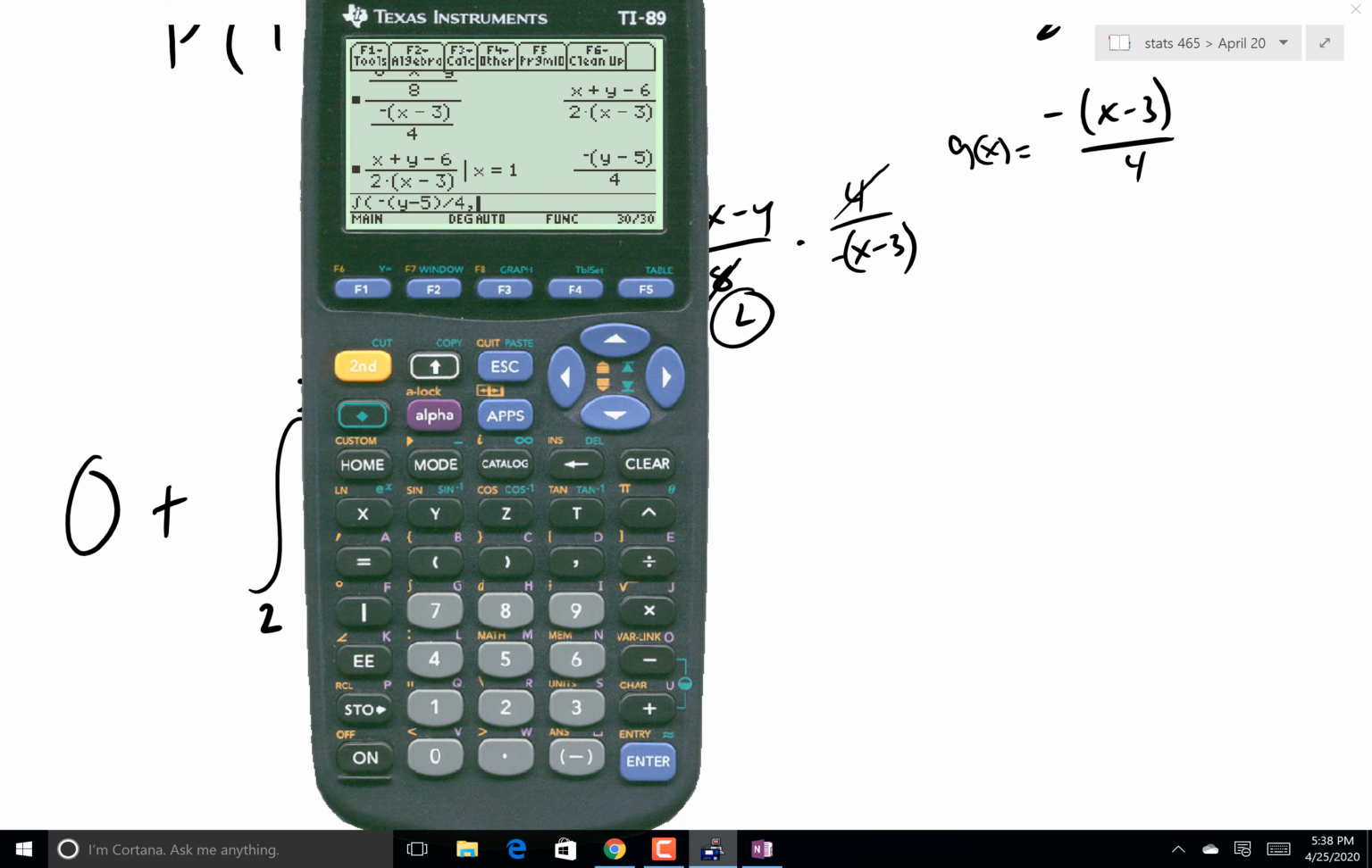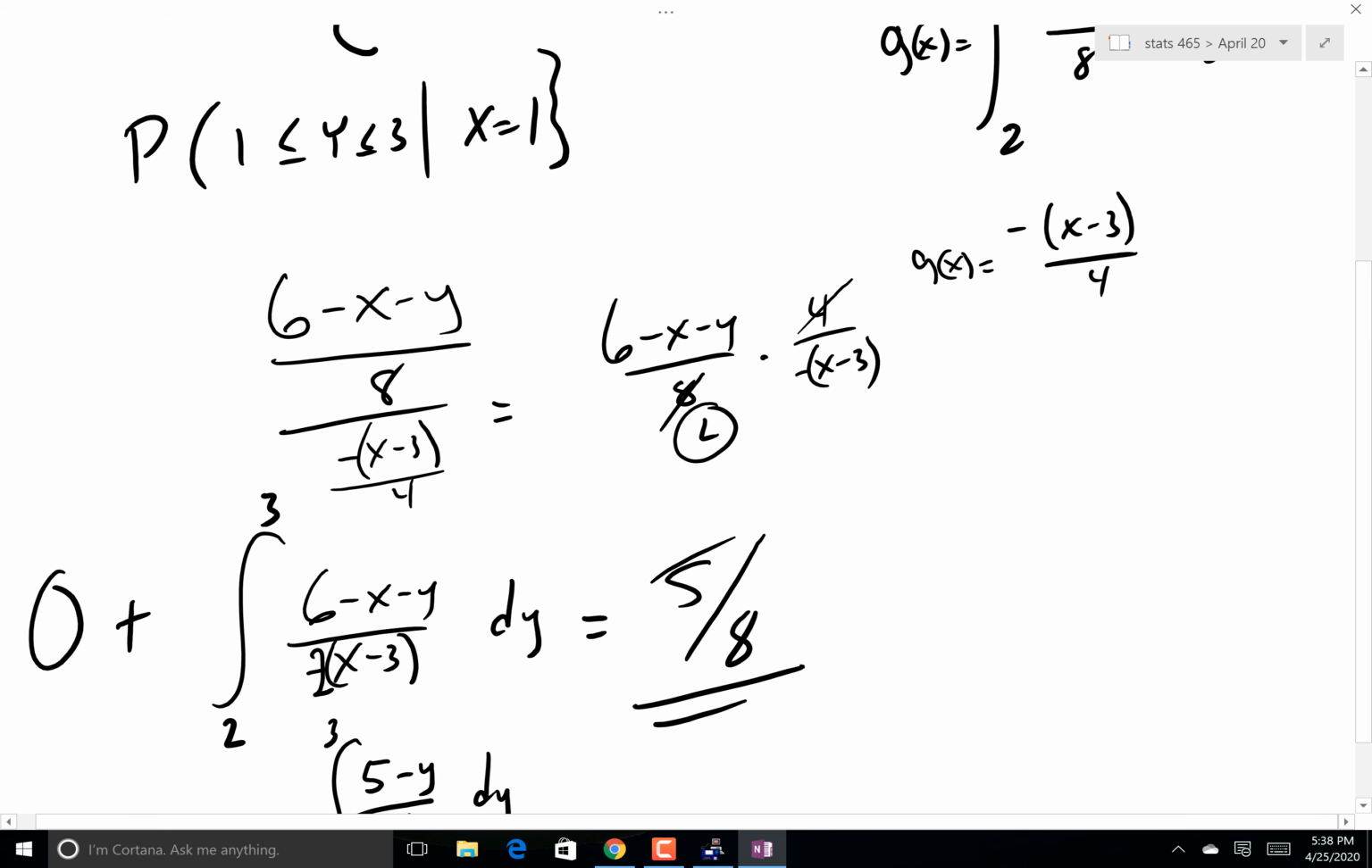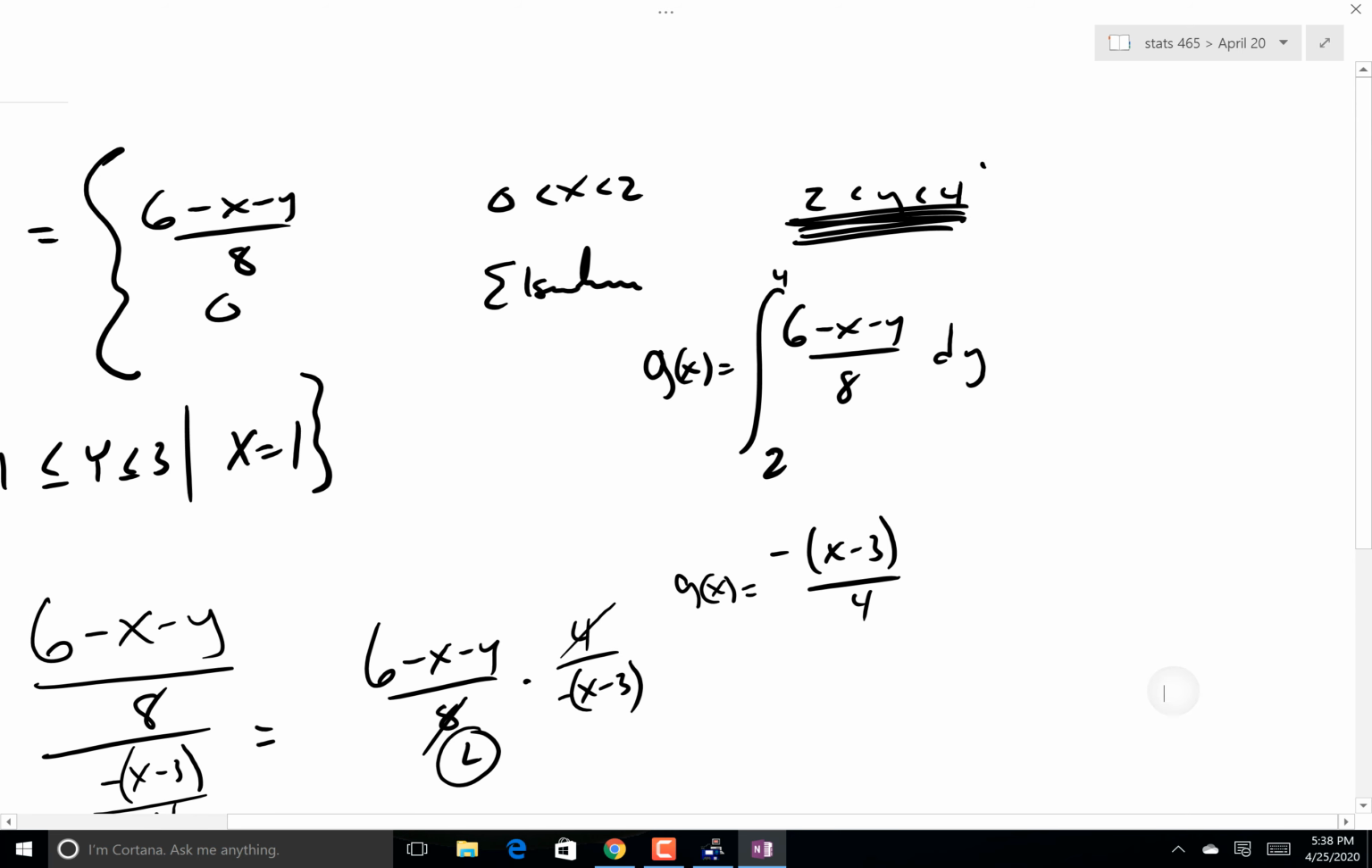So let's try this again. I'm going to integrate this with respect to y from 2 to 3. Boy, that's embarrassing. I don't know why I didn't catch that. Anyway, remember, that is 5/8. Yes, that makes me happier. It had better be less than 1, friends. But that's a huge deal. It's 0 elsewhere. Are you with me?